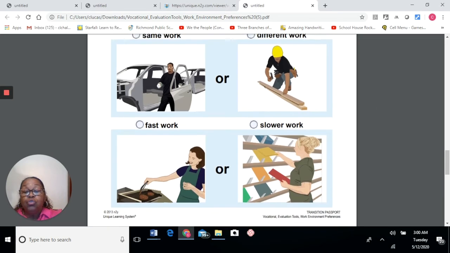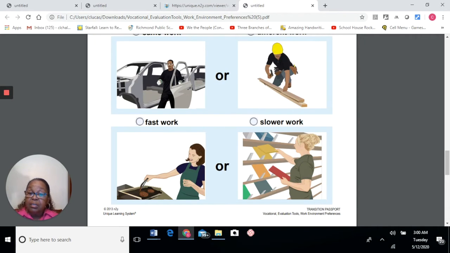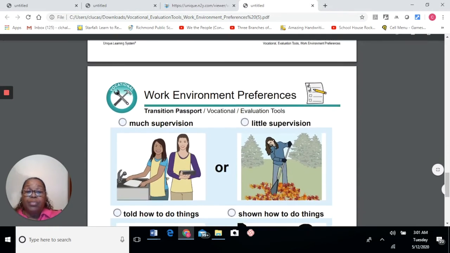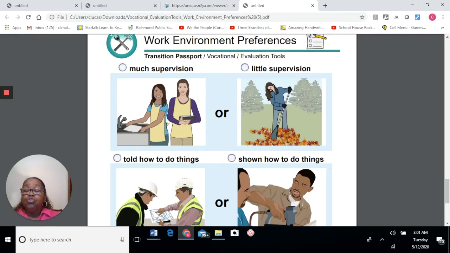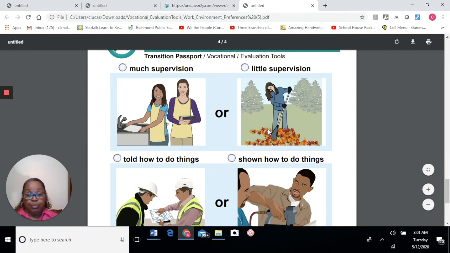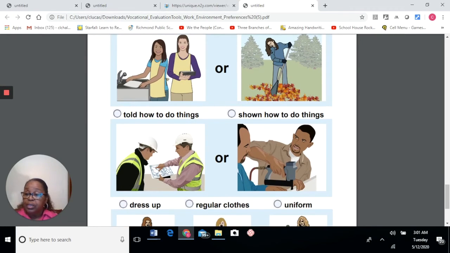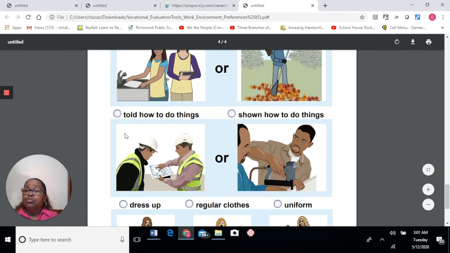Okay. Do you like work that's fast, like in a fast food restaurant? Or would you prefer to slow it down, keep it moving slowly? Nothing wrong with that. Okay. Do you require supervision, a lot of supervision or a little supervision? Do you need to be told how to do things? Or do you need to be shown how to do things? Do you need someone to tell you how to do it? Or do you need someone to just show it to you and you need that model and you can move on with it?